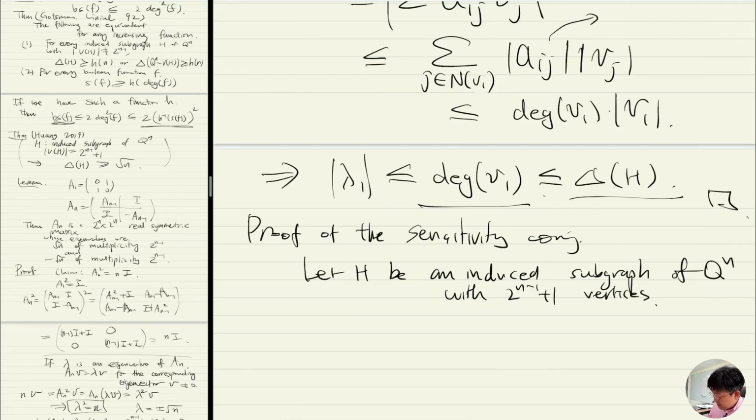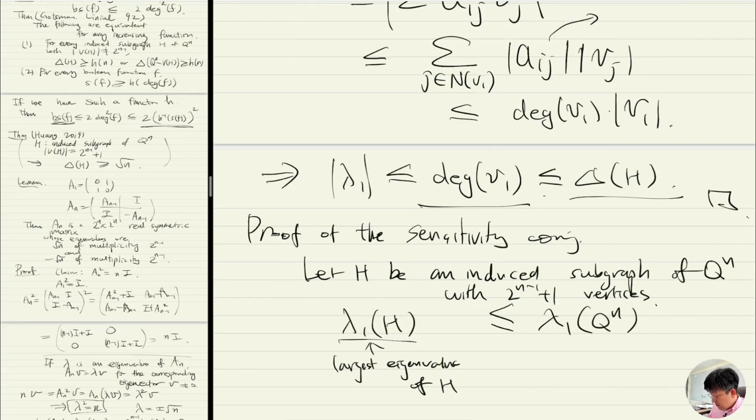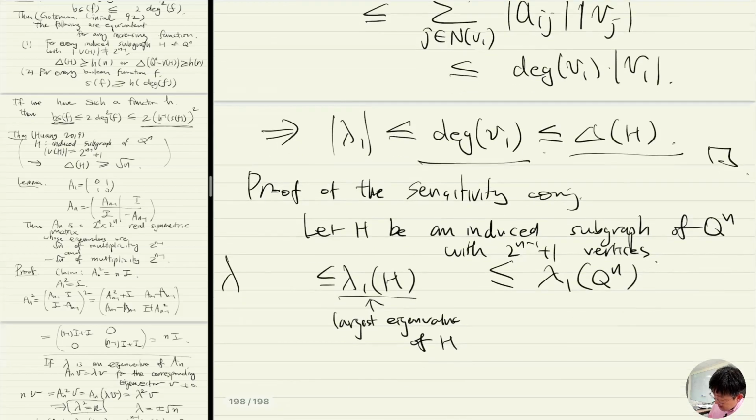All right. Now, then the largest eigenvalue lambda 1 of H is at most lambda 1 of Qn by the interlacing theorem, but also at least lambda of 2 to the n minus 2 to the n minus 1 plus 1, right?